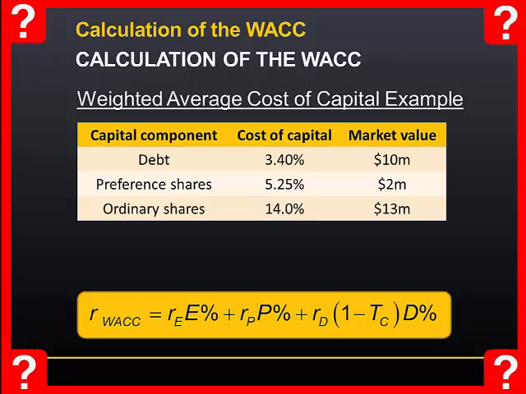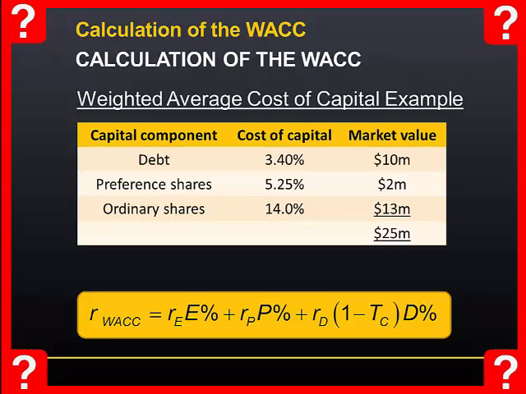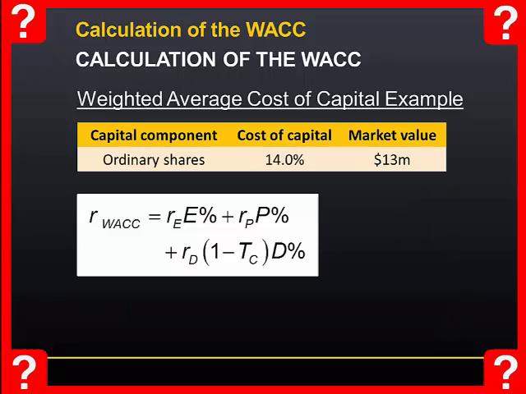Before we can work out the weighting of each component of the capital structure, we need to calculate the total market value of all of the components, which in this case is $25 million. Let's break down this calculation step by step.